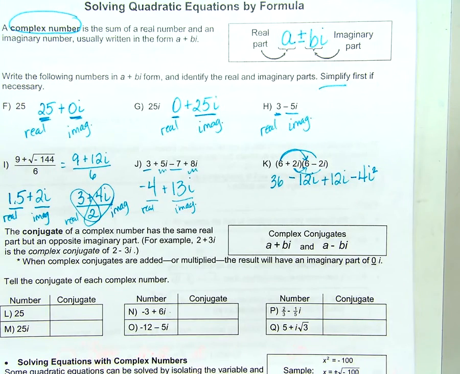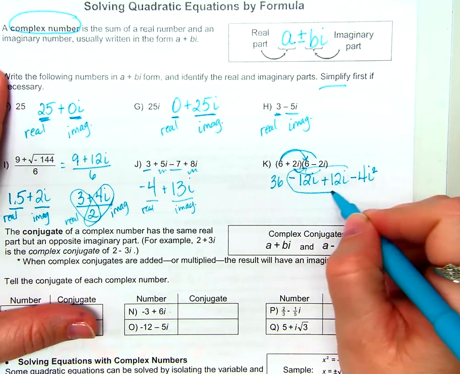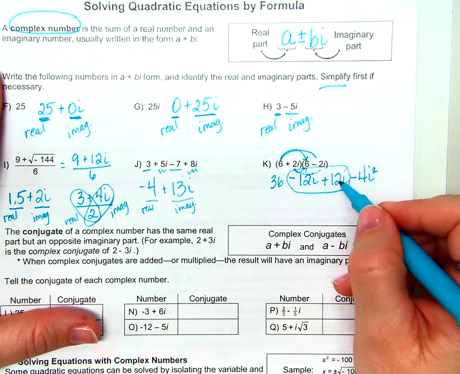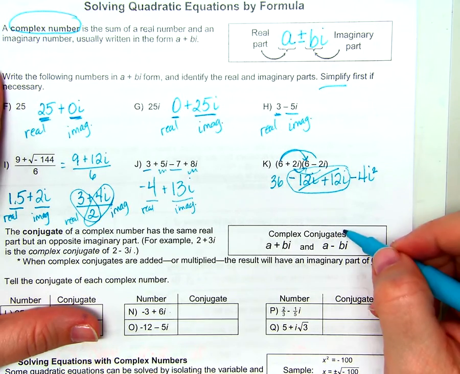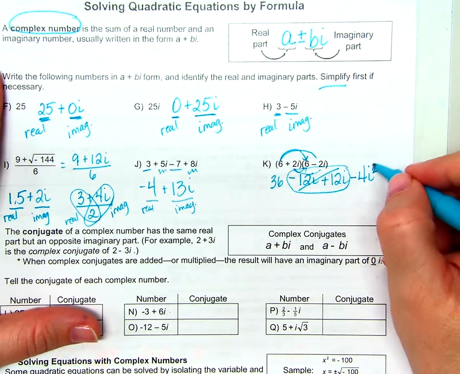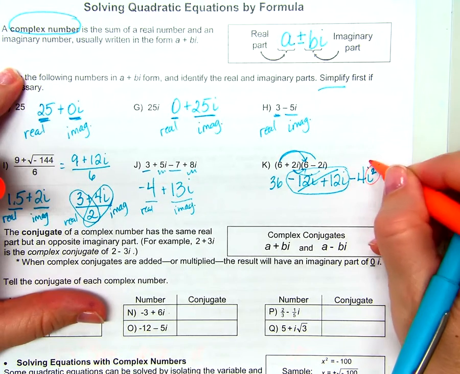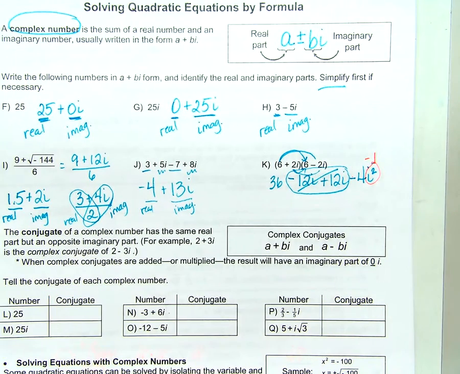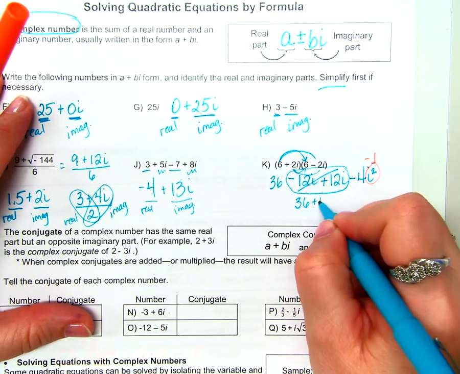Tell me mathematically what's happening right here. Negative 12i plus 12i equals 0. It goes to 0. Somebody please tell me what i squared is. i squared equals negative 1. What is negative 4 times negative 1? That's a positive 4. I have 36 plus 4.